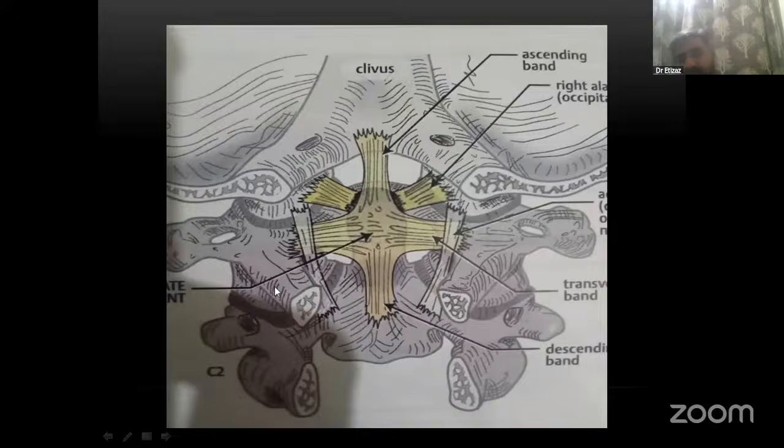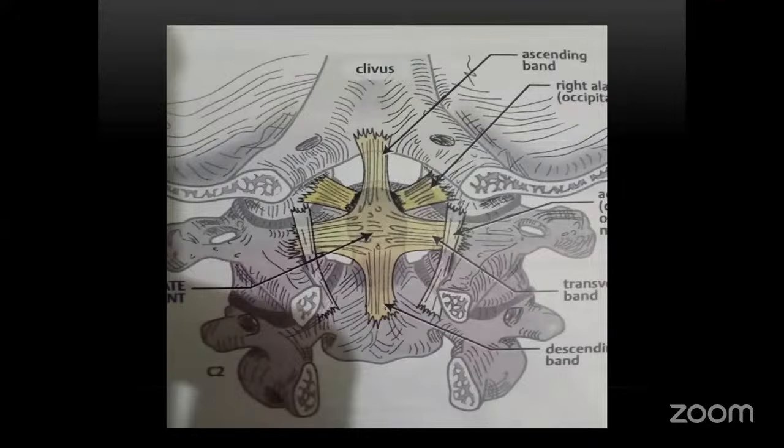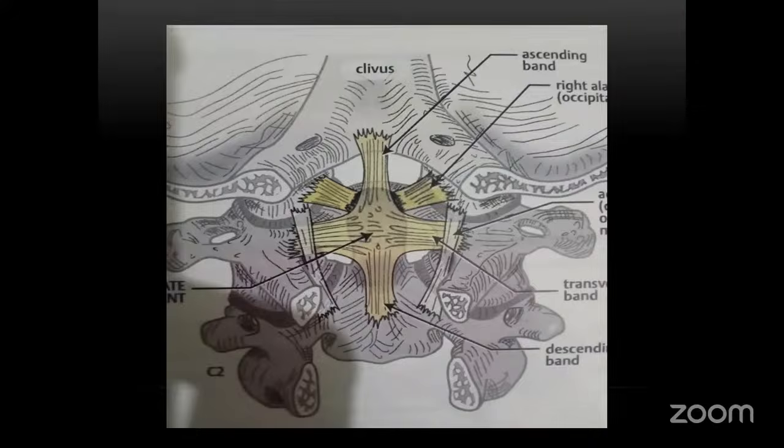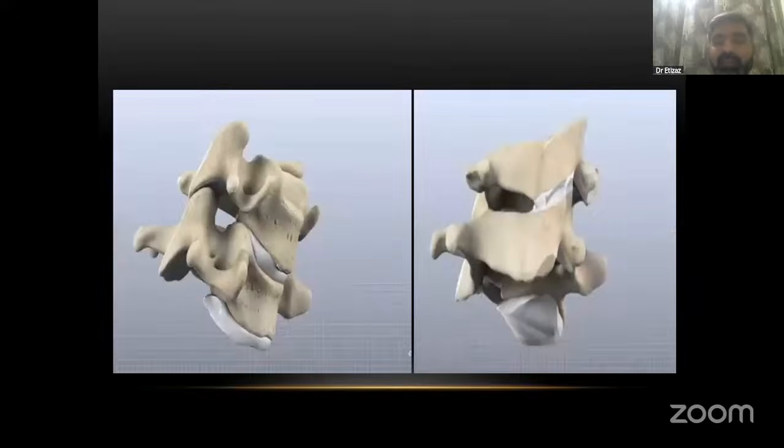So these ligaments are very important to hold the atlantoaxial joints in position and strengthen them, because the mobility and the strength of the atlantoaxial joints and this upper cervical spine are because of these ligaments. And out of these, which are the most important ligaments? Transverse ligament. Transverse ligament is very important. Yes. Thank you, Dr. Meher.